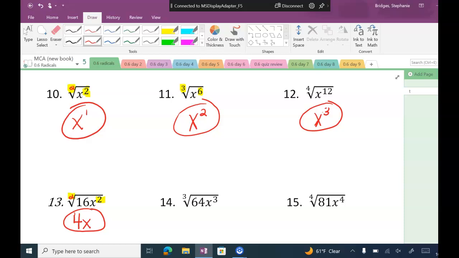What is the cube root of 64x to the third? What's the cube root of 64? 4. And then the cube root of x to the third, 3 divides into 3 one time. So we get 4x again.